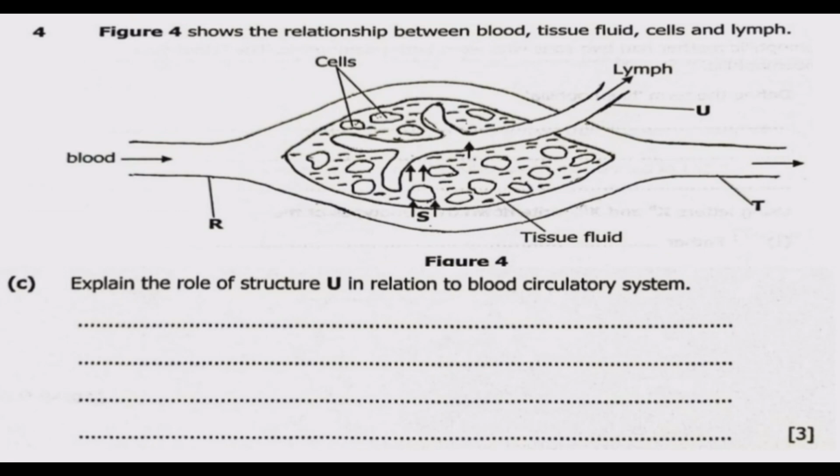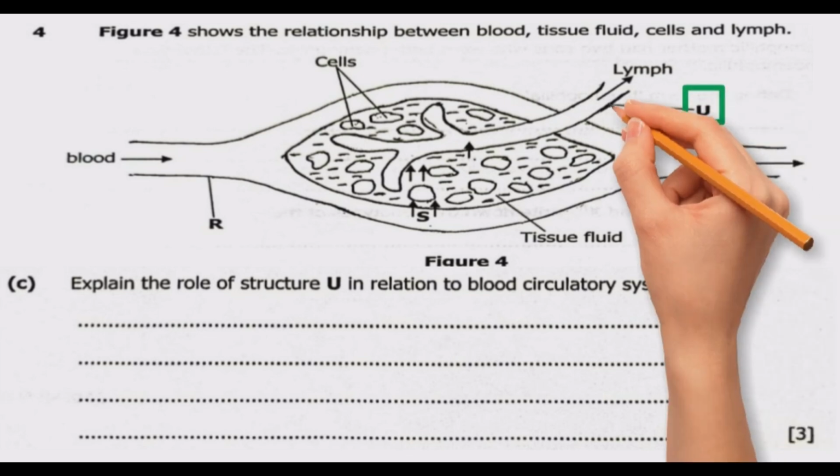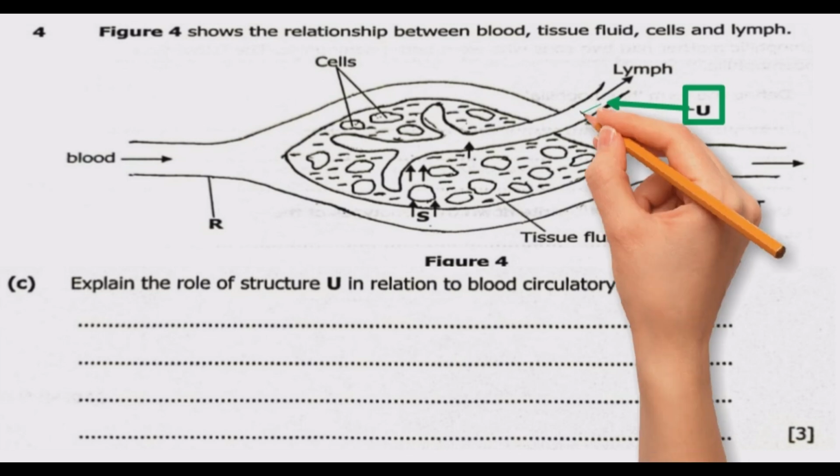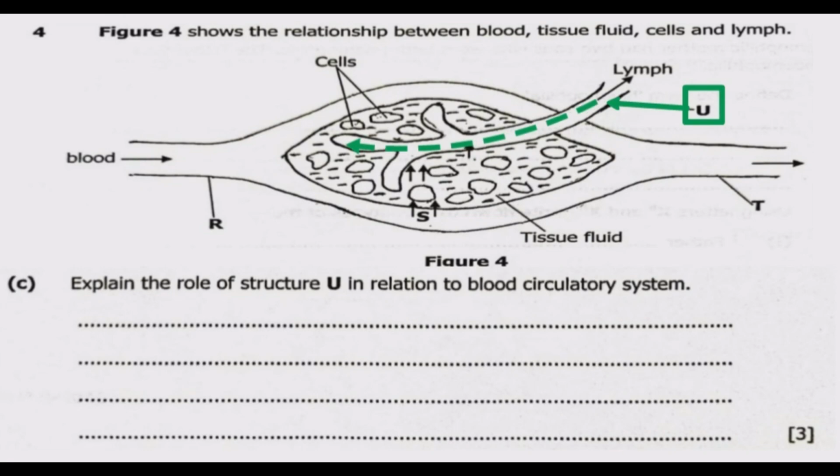Question 4C was as follows. Explain the role of structure U in relation to the blood circulatory system. Okay, so first of all, let's identify structure U. That is structure U, the one you can see there, the one I've circled in green. Now, what is the function of that structure? We can see that structure U extends up inside and it is carrying lymph.